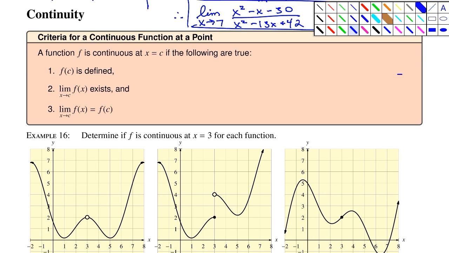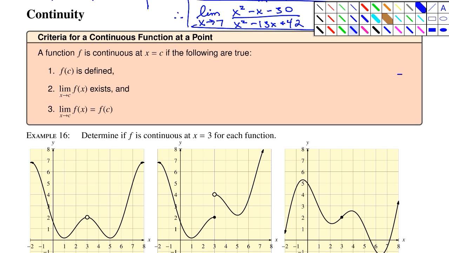A function f is continuous at x equals c if, number 1, f of c is defined. So in other words, you can evaluate the function at a single point where x is equal to c and come up with an answer. Number 2, the limit as x approaches c of f of x exists. So you got to have a limit that works, which implies that both the left and the right side works and is the same.